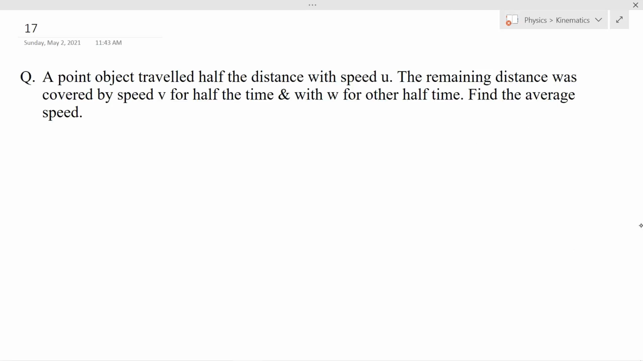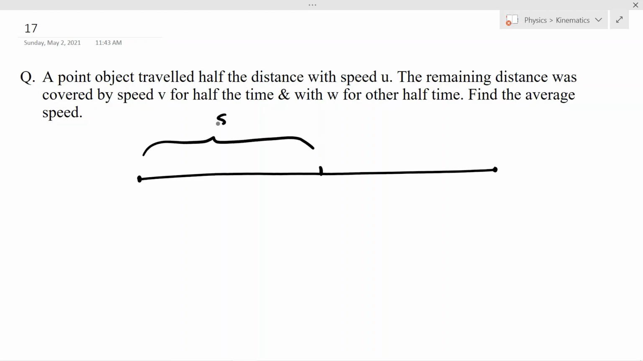A point object traveled half the distance with speed u, and the remaining distance was covered by speed v for half the time, and with w for the other half time. Find the average speed. So there is this point object and it covers some distance. Let's say this is the half distance and it has covered this with speed u. I'm writing speed here only, u. Now this is another half distance, s by 2 suppose.